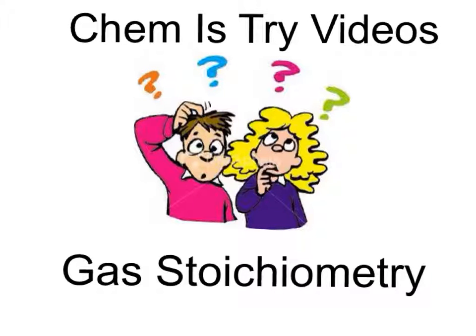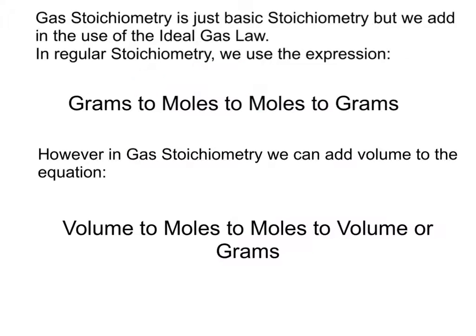Chemistry videos, gas stoichiometry. Gas stoichiometry is just basic stoichiometry, but we add in the use of the ideal gas law. In regular stoichiometry, we use the expression grams to moles, moles to moles, moles to grams. However, in gas stoichiometry, we can add volume to the equation. So we can figure out what the volume is and turn it into moles, then use our balanced chemical equation and go moles to moles, and then we can either turn it back into volume or turn it into grams depending on what the question asks for.